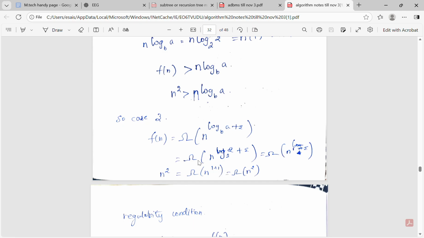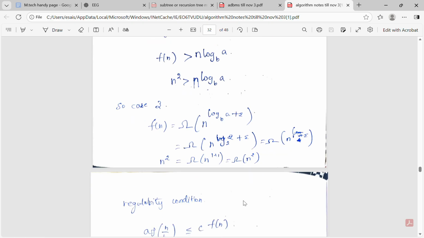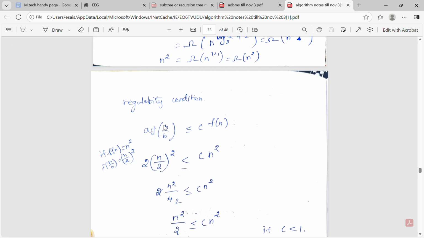So f of n, actually we know, is n square. To reach n square, 1 plus 1 is needed. So epsilon is 1, sigma of n square. The regularity condition formula is a f of n by b should be less than or equal to c f of n. F of n we know is n square.